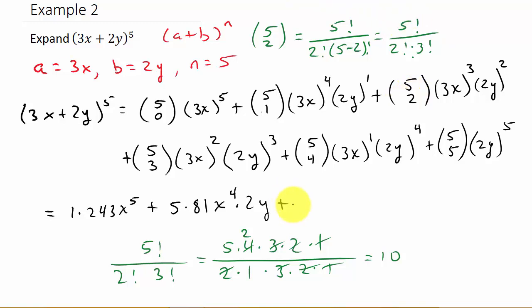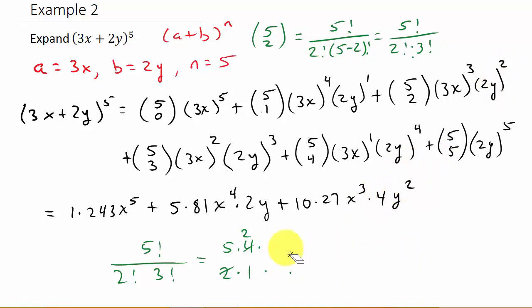combination 5 choose 2, that's 10. And then we have times 3x cubed. Well, 3 cubed is 27. And then x cubed, times, and then we have 2y squared. So 2 squared is 4, y squared. All right, so hopefully that'll get you going on the combinations.